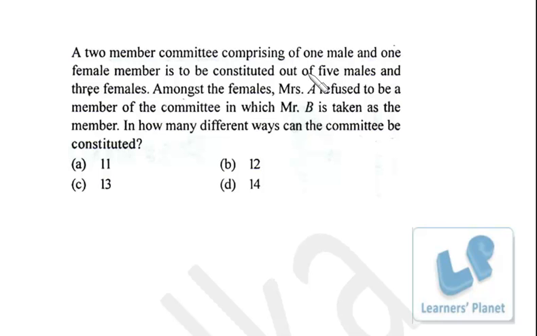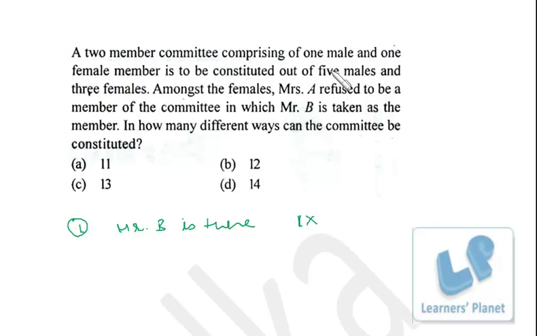Now the association of Mrs. A depends upon Mr. B, right? If Mr. B is there, Mrs. A will not be there. So first case, we take Mr. B is there. Since we wish to choose just one male and one female, we have already chosen Mr. B as the male member of the committee. So for male we just have one choice.